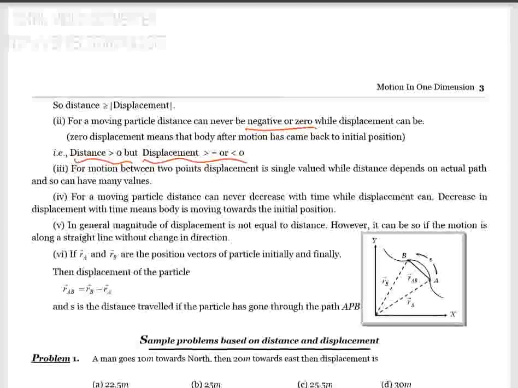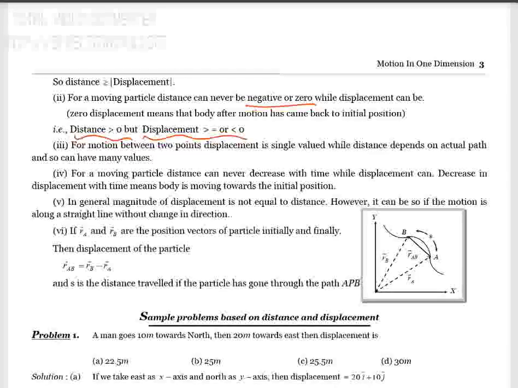If the motion is between 2 points, displacement is a single value, while the distance depends on the actual path, so it can have many values. And for a moving particle, distance can never decrease, and in general the magnitude of displacement is not equal to the distance. Here, RA and RB are the position vectors of the particle's initial and final points, and the displacement is what? RB minus RA, from this point up to this point.